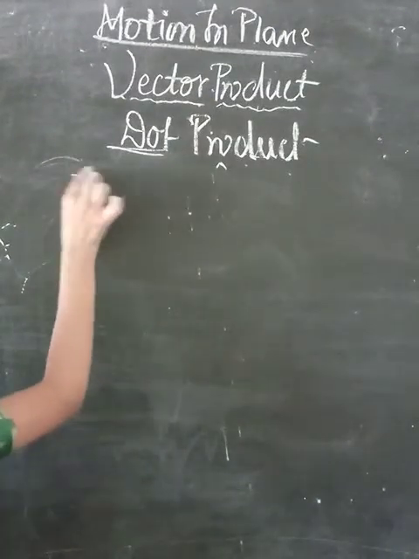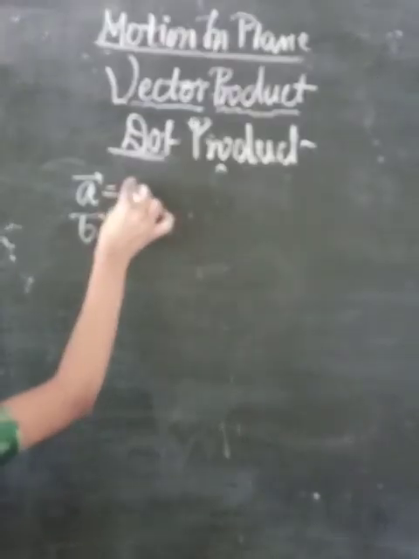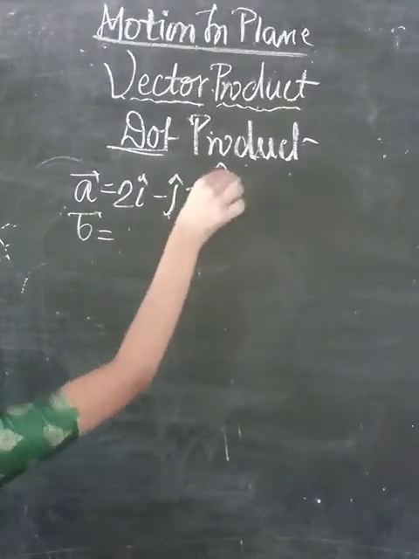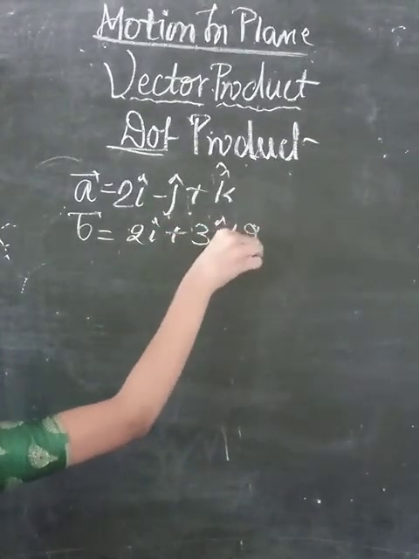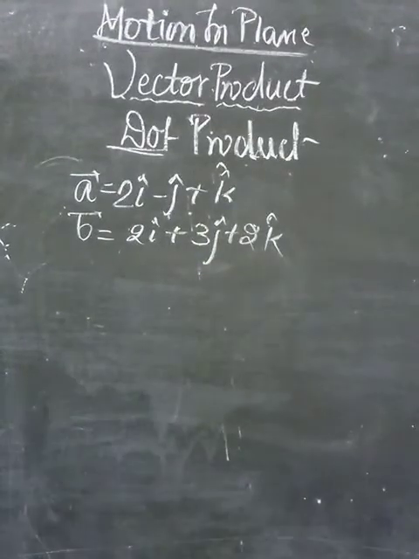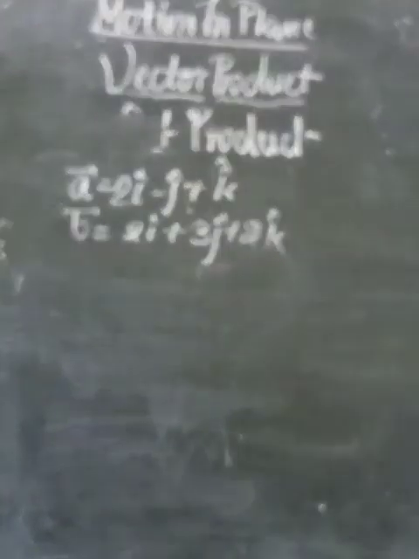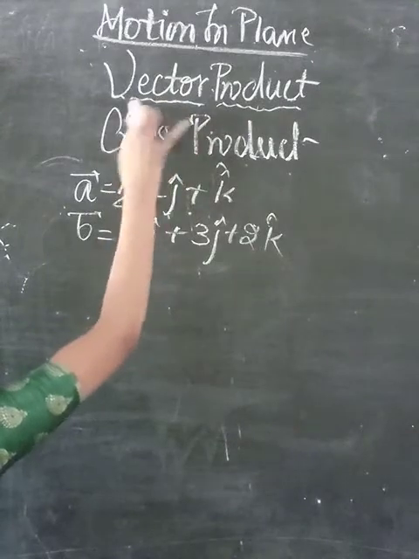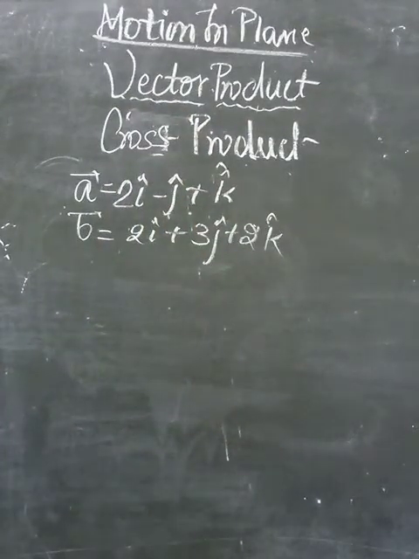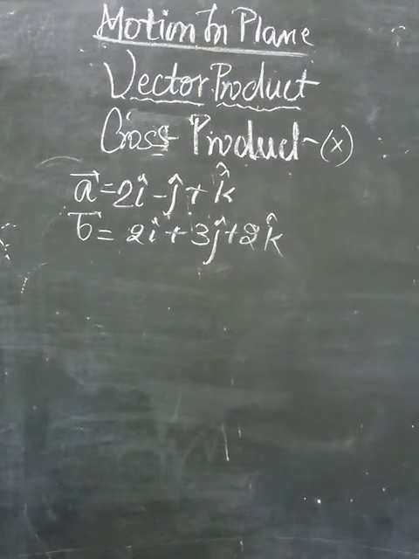Now if we are taking the two vectors and solving for the vector product, then we will be changing to the cross product, that is 2i minus j plus k and 2i plus 3j plus 2k. Let these be the two vectors. Now we will be solving it for the cross product. We will also be seeing the formulas for the cross product. This is the cross product. Now for the cross product we use the word cross, right?